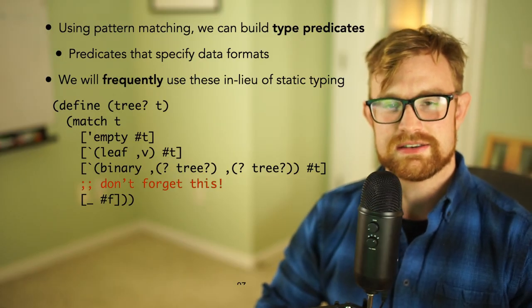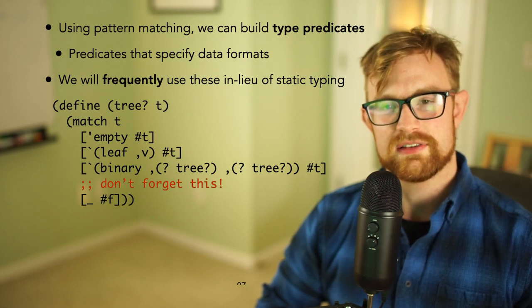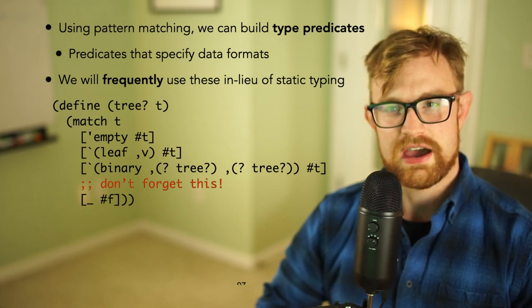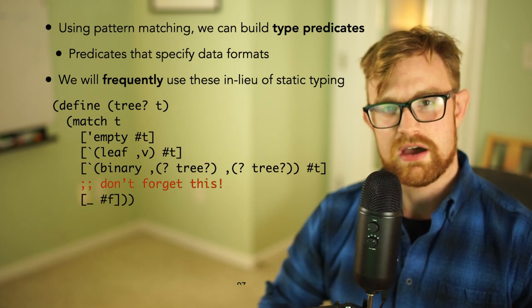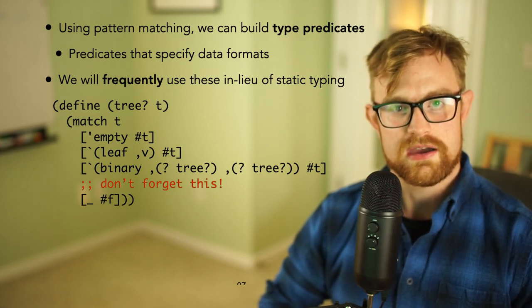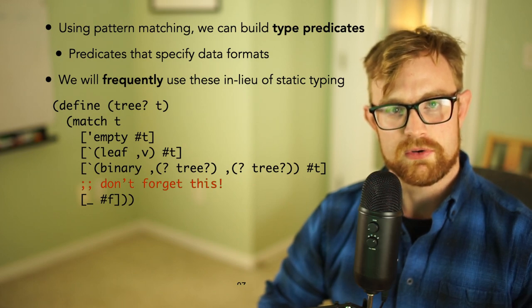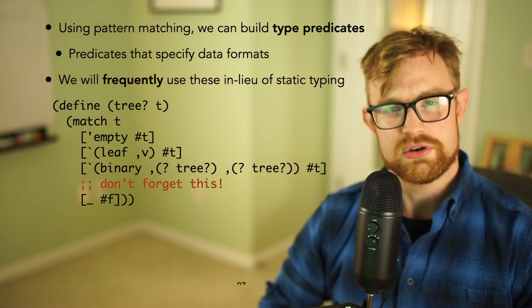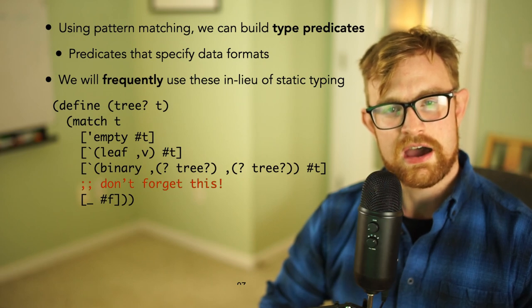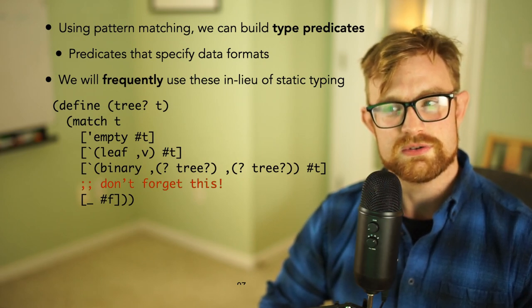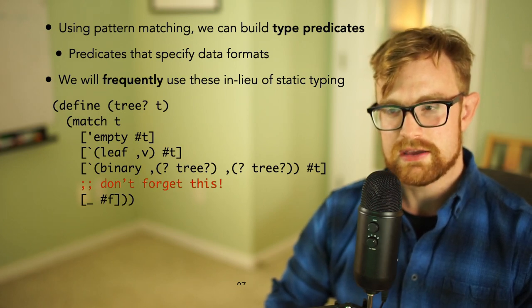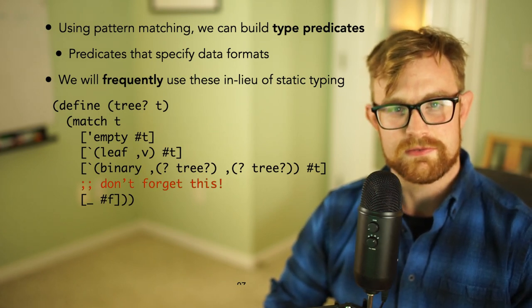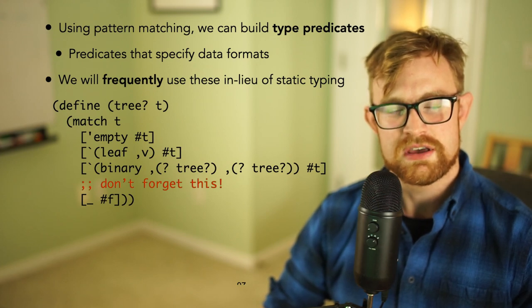Now, Racket is a dynamically typed language. Unlike languages like Haskell that are statically typed, there's no static checks to tell you when you might have messed up interacting with data in some way. So you can't know, for example, in Racket whether your matches are even total or not. Because of that, I'm frequently going to advocate that we use this pattern that I'm going to call type predicates. Now, a type predicate is just a predicate that specifies a data format by using a match statement and returns either true or false.